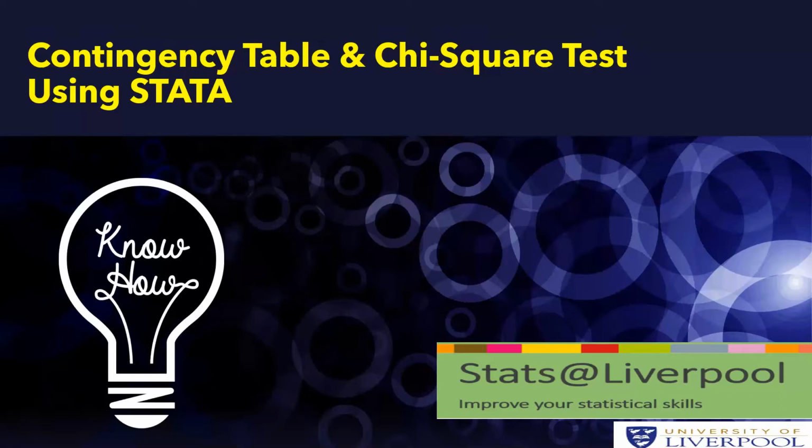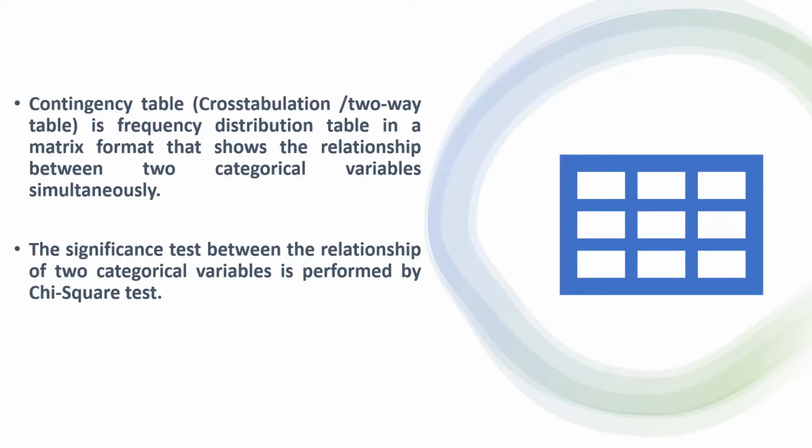This video tutorial will show how we can perform a contingency table and chi2 test using the software Stata. A contingency table, also called cross tabulation or a two-way table, is a frequency distribution table in a matrix format that shows the relationship between two categorical variables simultaneously. A significance test of the relationship between two categorical variables can be performed through the chi2 test. Let's see an example of how we can do this in Stata.